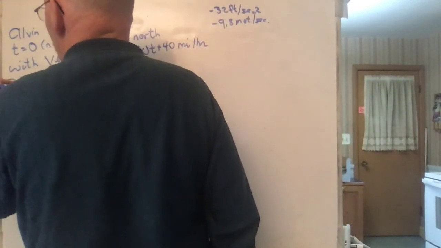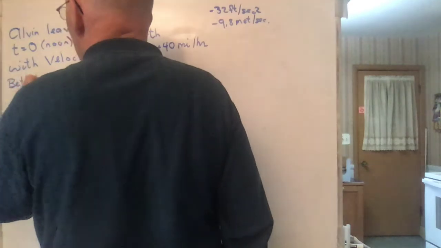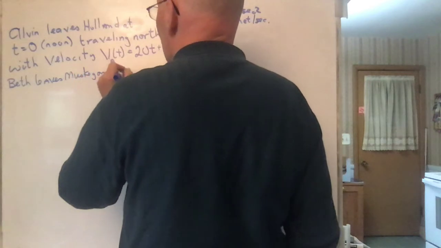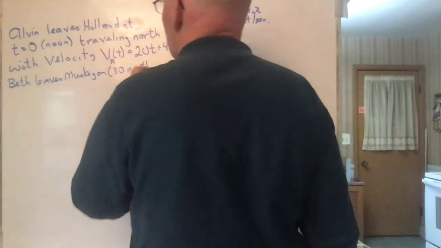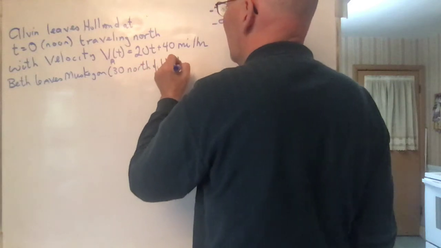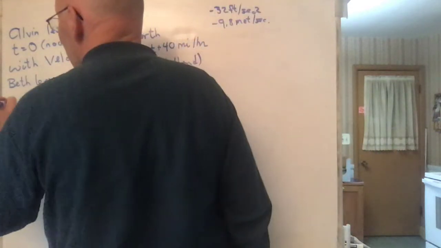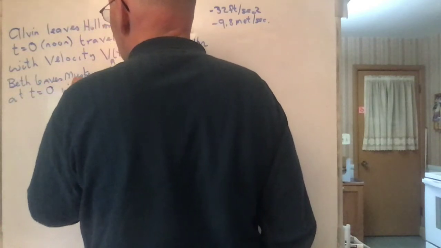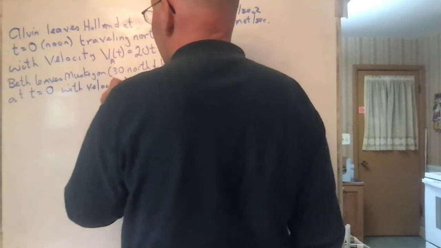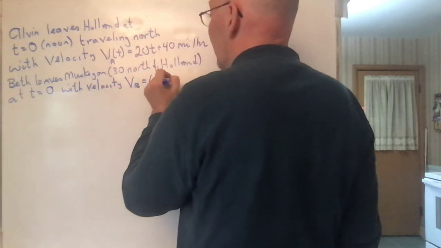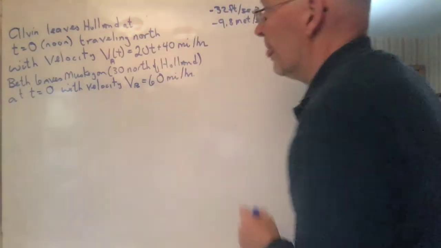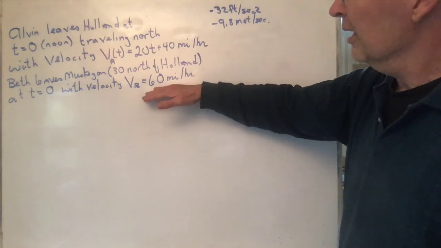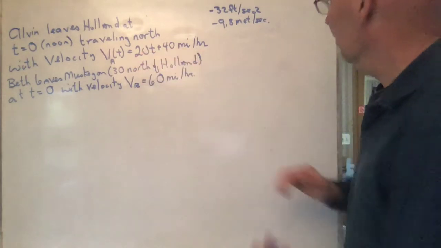Beth leaves Muskegon, which is 30 miles north of Holland, at the same time, at t equals 0, with velocity v sub b equals 60 miles an hour. So notice that Beth just travels at a constant speed, velocity, straight north, and Elvin, he's playing catch-up.